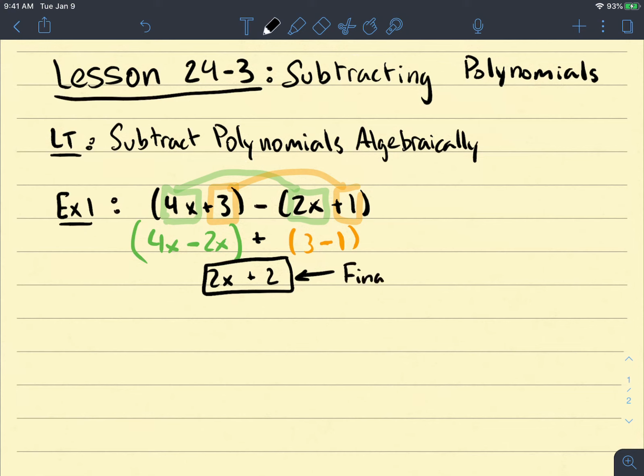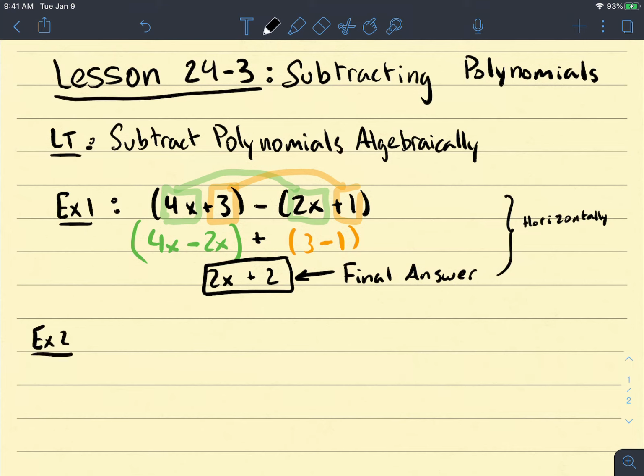Final answer. And that's basically it. Whatever you're going to do, you're going to subtract. Now, I know some of this may look easy, but it's not as easy as we think. We're going to try this one more time, doing it horizontally. And then we're going to do it one more time horizontally, and then we're going to do it vertically for those who would like to do it vertically.